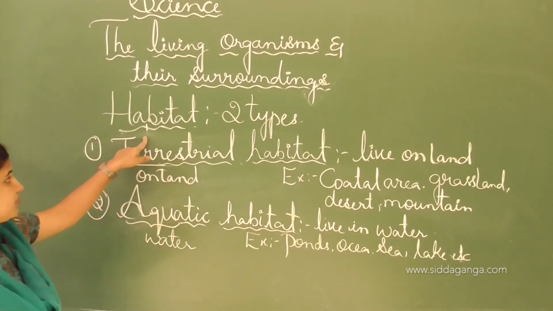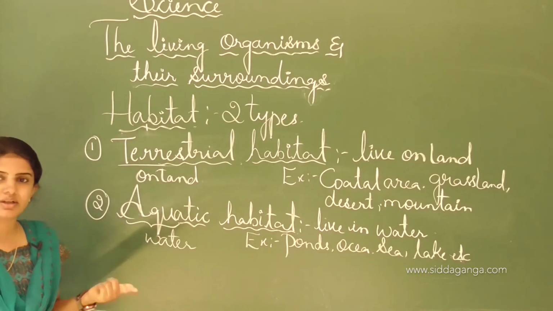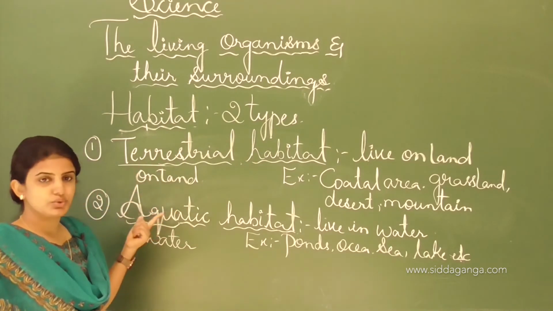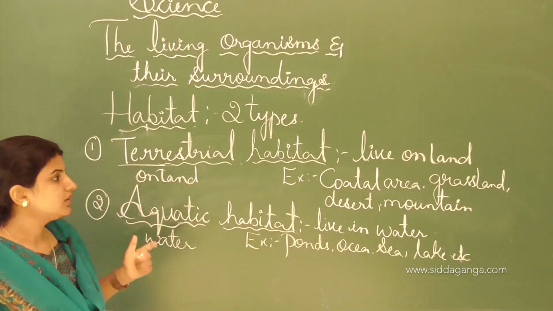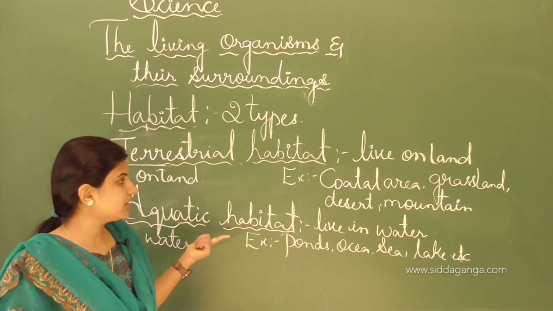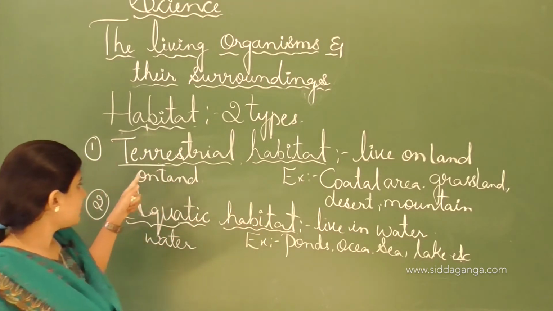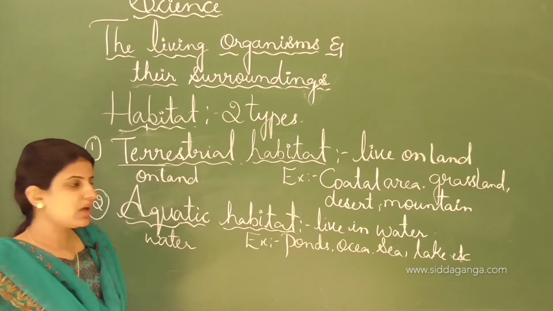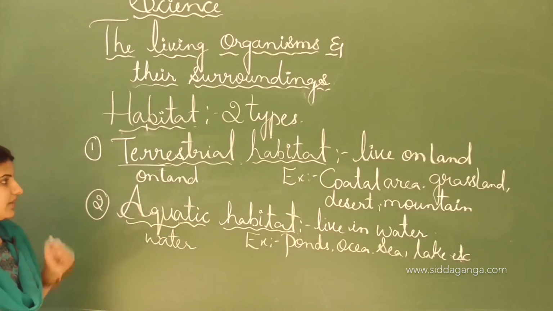Habitat is nothing but the place where the living organisms live, and this habitat includes two categories. The first is the terrestrial habitat, where the organisms, either plants or animals, which live on the land are called terrestrial habitat. Here terra means nothing but on land. Examples for the terrestrial habitat are coastal areas, grassland, desert and mountains.